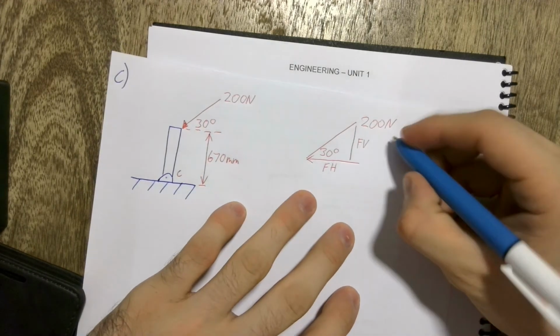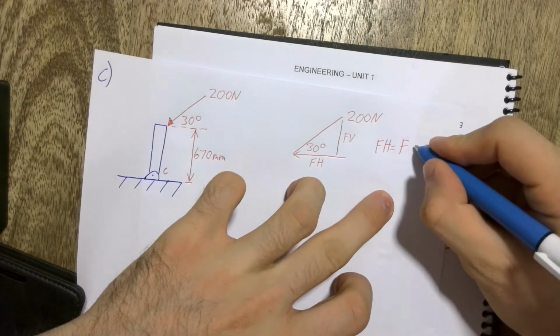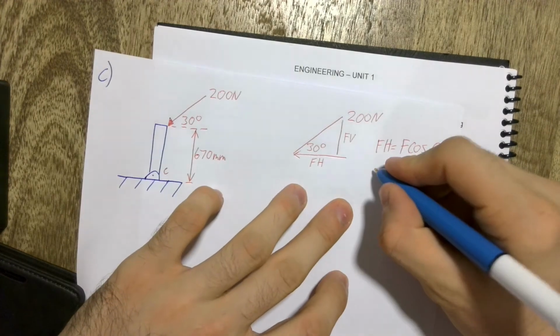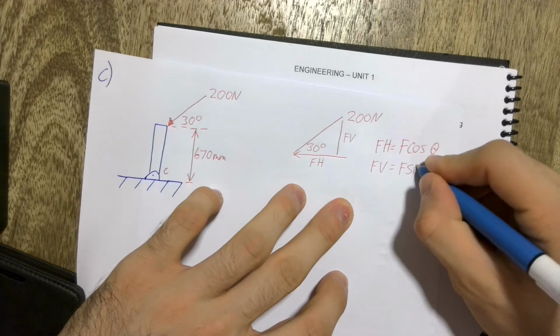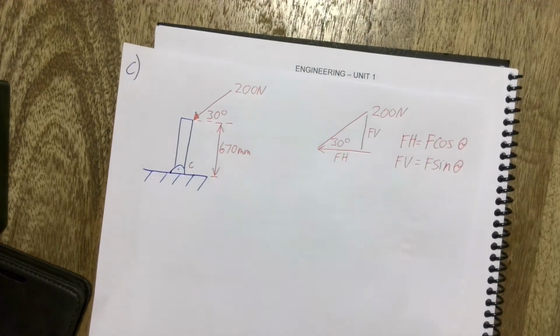So, we know the force horizontal formula is force multiplied by cos of the angle. We also know that the force vertical formula is force multiplied by sine of the angle.